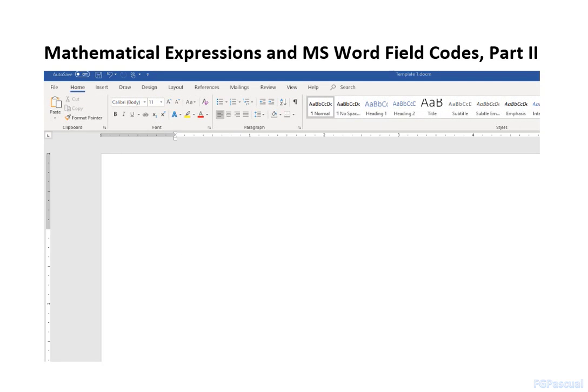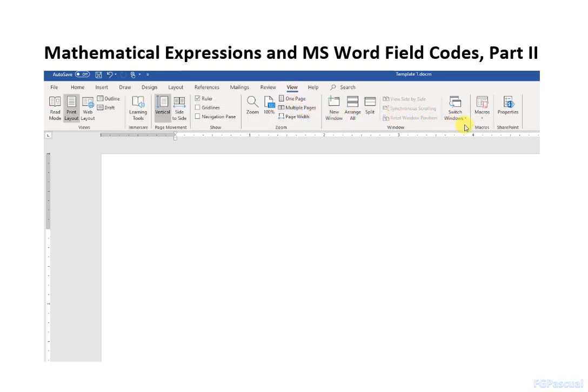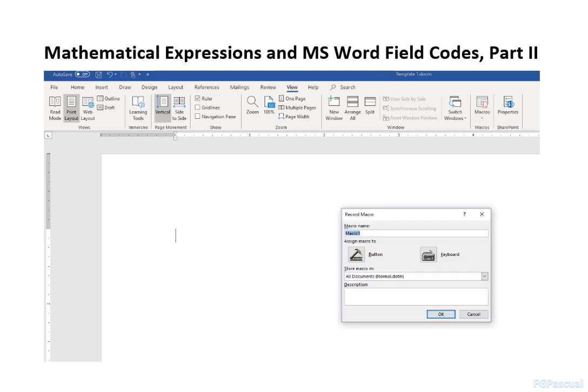The next macro that we will create is the macro for exponentiation. Click on View, click on Macros, and click on Record Macro. In this dialog box, we enter the name of the macro. We call it exponent.